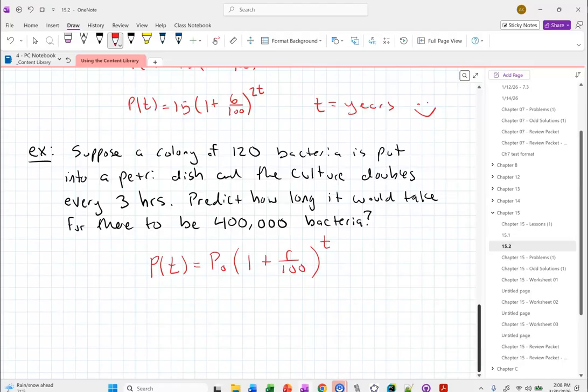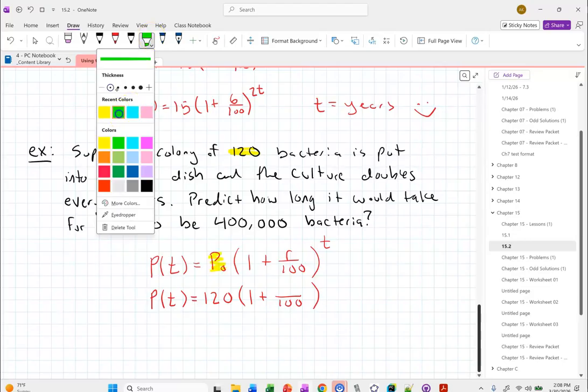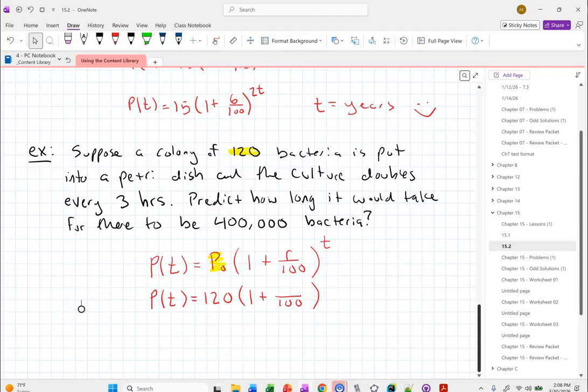What is our value for P naught? 120 is correct. How'd you know that? Because it tells us that's how many bacteria are at the start. Everybody's clear as to that? Okay. Now what is R going to be? I feel like it'd be 400,000. I thought P of T was 400,000. Yes, P of T is 400,000.